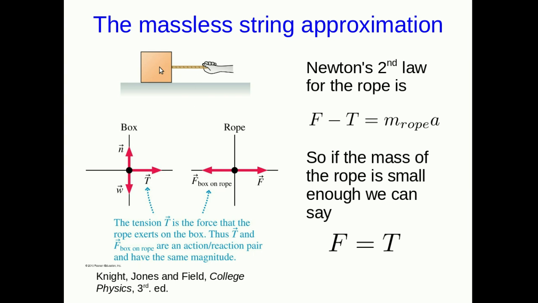And so that means that the rope can be thought of as transmitting forces through it. Whatever force you exert on the rope ends up being exerted on the box. And this is called the massless string approximation, because notice that we had to make the approximation that m rope was 0.